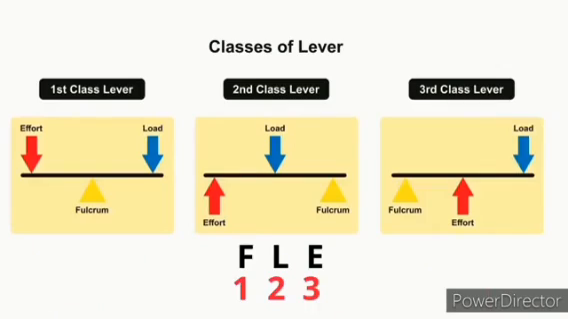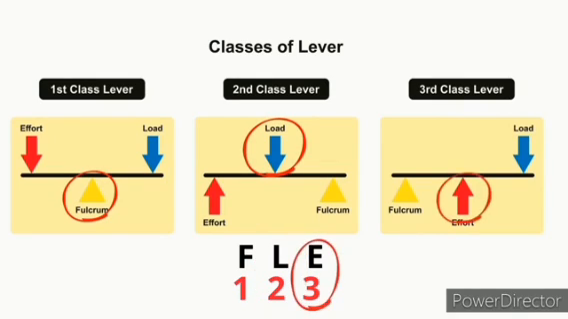So with the first class lever, the 1 is under the F, so a first class lever has the fulcrum in the middle. A second class lever is under the L, so a second class lever has a load in the middle, and the third class lever, which lines up with the E, has the effort in the middle.